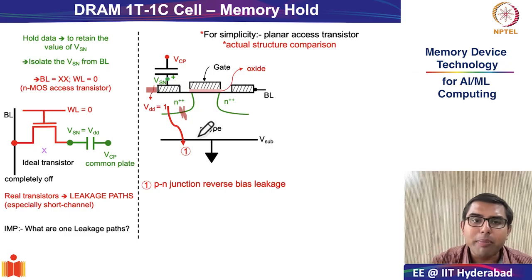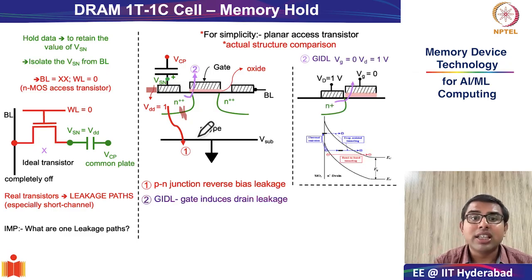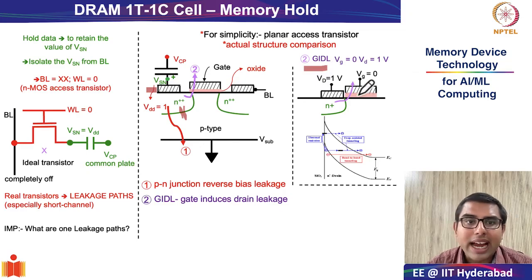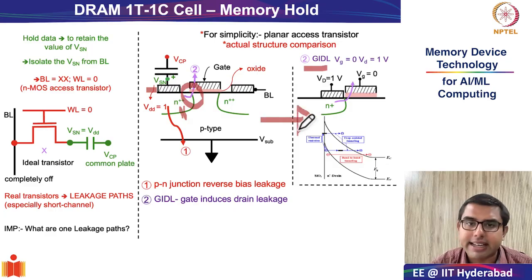What is the second mechanism through which there can be leakage currents? The second important mechanism is this very interesting concept called GIDL. GIDL stands for gate induced drain leakage. Let me explain what this gate induced drain leakage is. And to do that, I will zoom in to this particular region of the transistor, and that is what I have done on the right hand side of my slides.